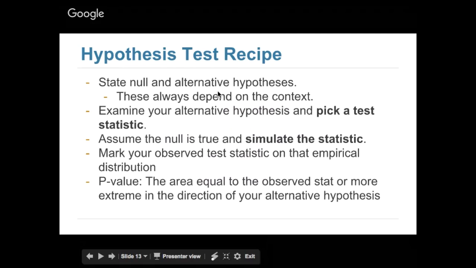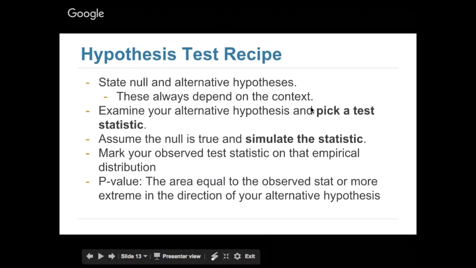Okay, so the recipe for doing a hypothesis test is to state your null and your alternative. These always depend on the context, so depending on the question you're asking, those will change your null and alternative. You have to read the question to figure out whether the alternative is greater than, not equal to, or less than whatever I think the actual value is.